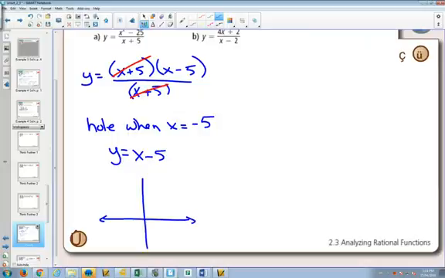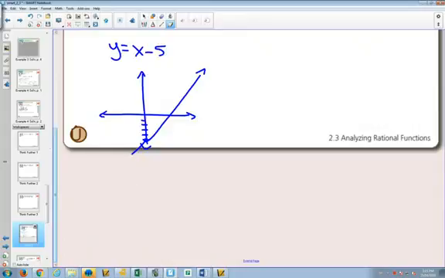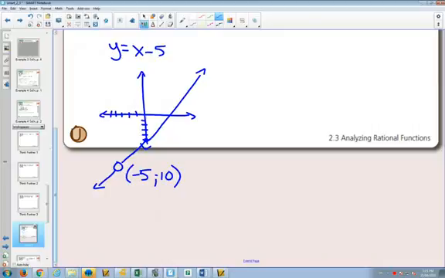So as far as graphing this goes, we can graph that line. It has a y-intercept of negative 5 and a slope of 1, but we need to, on our graph, go to negative 5 and put in a hole. And if we plug in negative 5 into this, negative 5 minus 5, we know that that hole is going to happen at negative 5, negative 10.